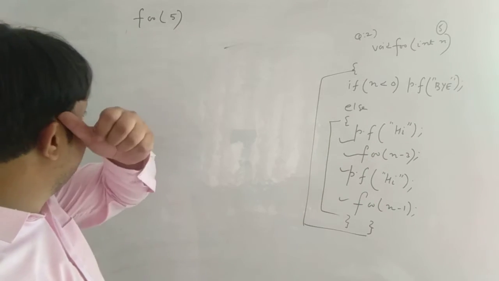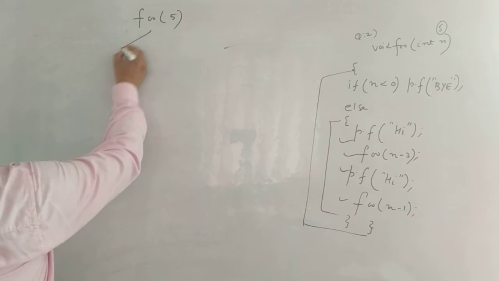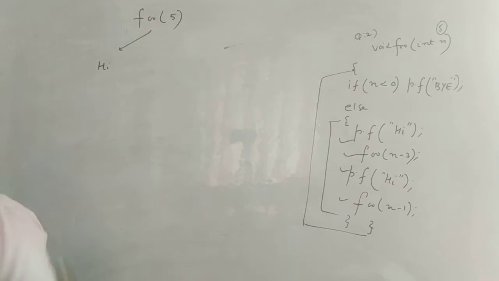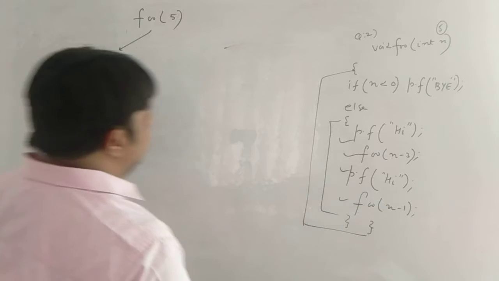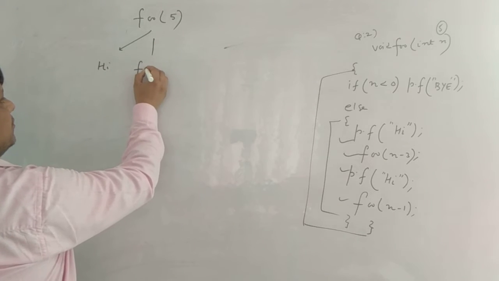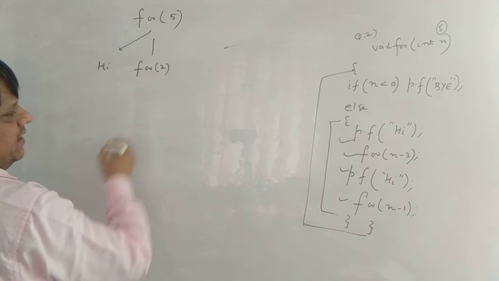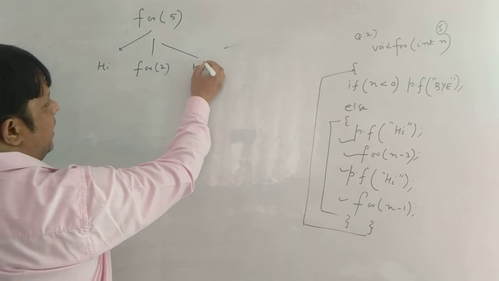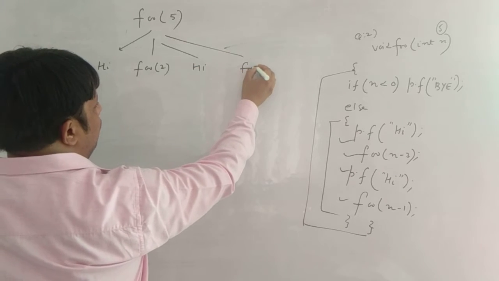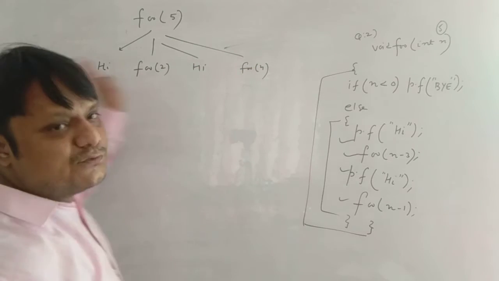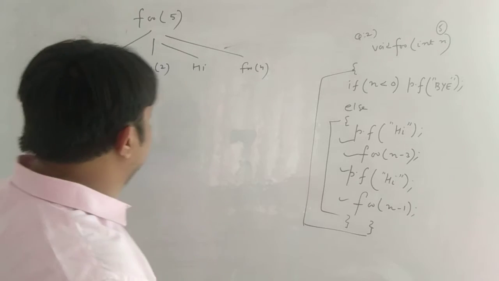So if this condition is false, what is happening? First we are printing what? We are printing first high, right? Then we are calling foo(n minus 3). N minus 3 is foo(2), right? And then again we are printing high, and then foo(4). So I am writing this just for the sake of you to understand it clearly.